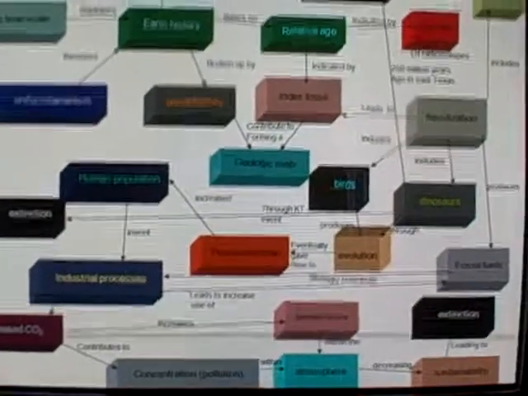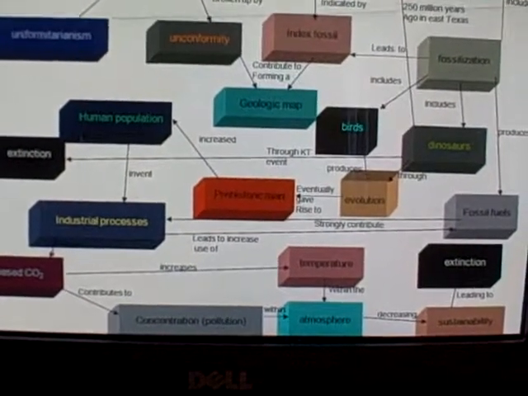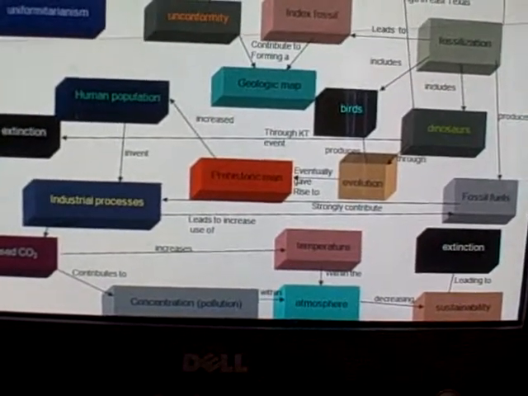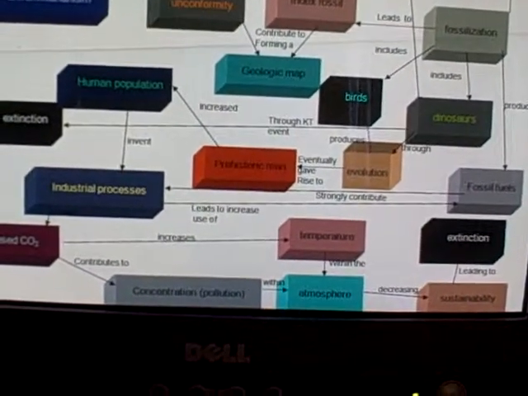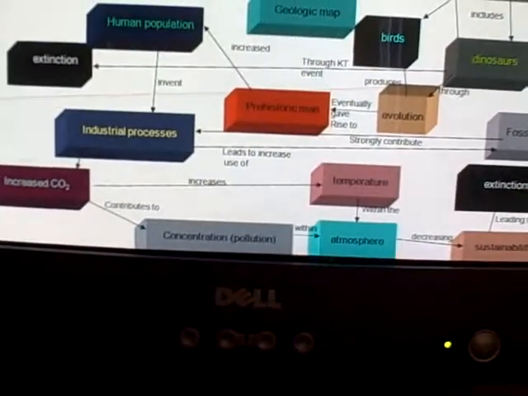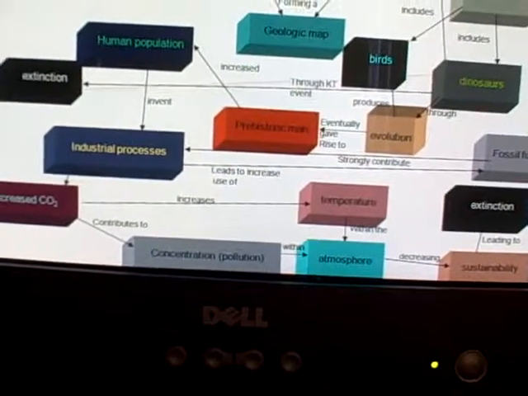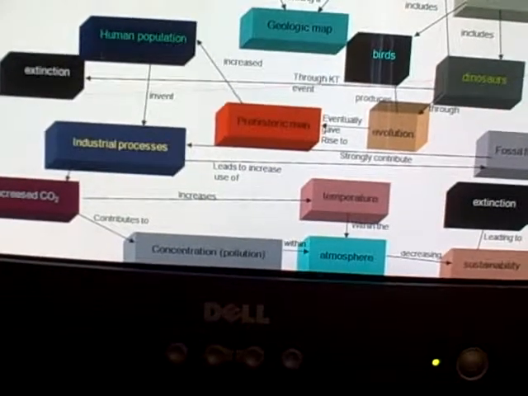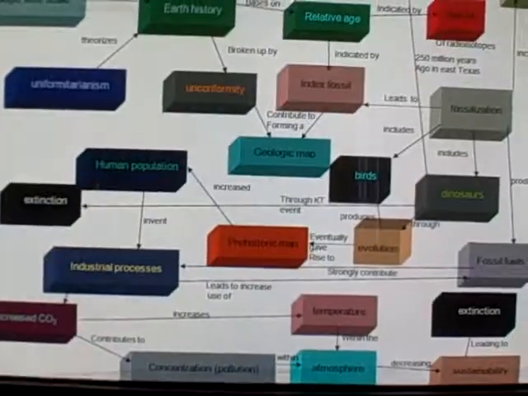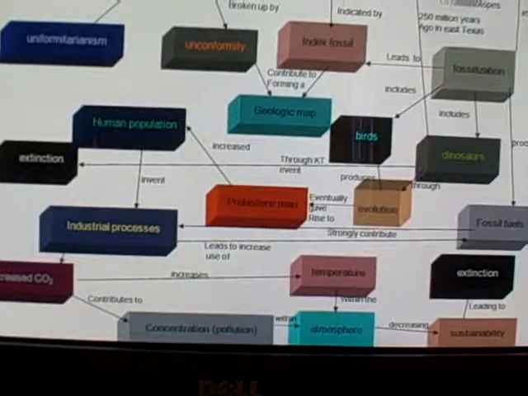Hopefully your pronunciation of these is better than mine. The fossilization of plants led to fossil fuels, which man used in ever-increasing amounts as industrial processes increased. With increased use of fossil fuels has come an increase in carbon dioxide in our atmosphere, concentration of pollution, and a rise in global temperature. Eventually, the sustainability of the environment will reach a limit and lead to the extinction of mankind. So there's also some forward thinking on some of these. You look for a pattern and you make a prediction.